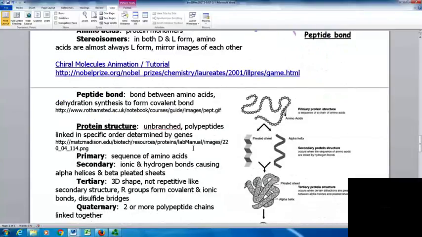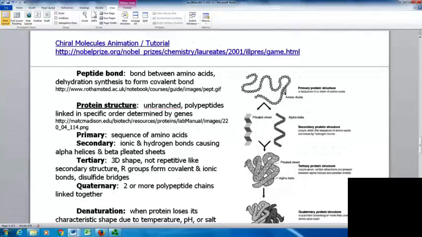When we look at the protein structure, there are different levels to the structure. Proteins are going to be unbranched polypeptides linked in a specific order determined by the genes. Your primary sequence or primary structure is the sequence of amino acids in the protein. Once the primary sequence is established, it will spontaneously fold up into the same shape every single time in the same conditions. Your secondary structure is going to involve ionic and hydrogen bonds. These are going to cause alpha helices and beta pleated sheets to form.